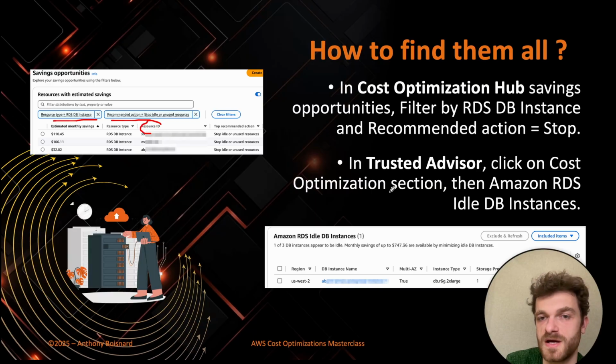You can also check with Trusted Advisor. You can go directly to the Cost Optimization section and then Amazon RDS idle DB instances. Again, you will see the main information, your whole list, and you can download it as a CSV file, for example.